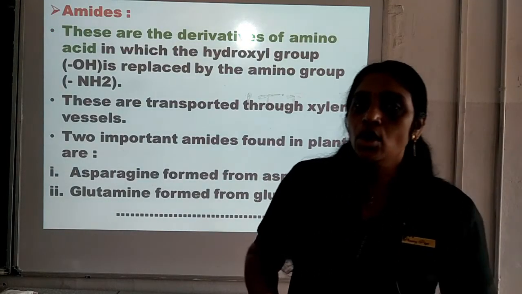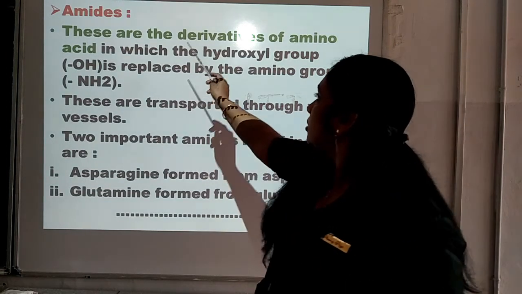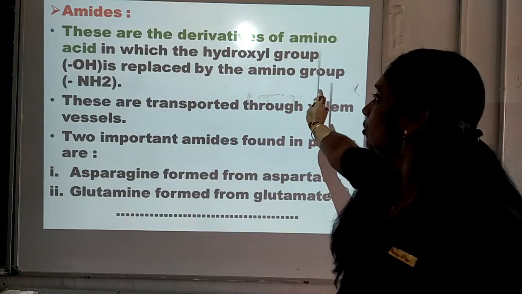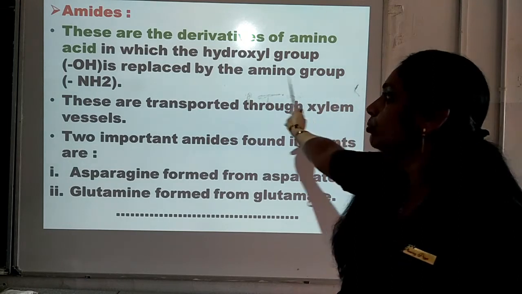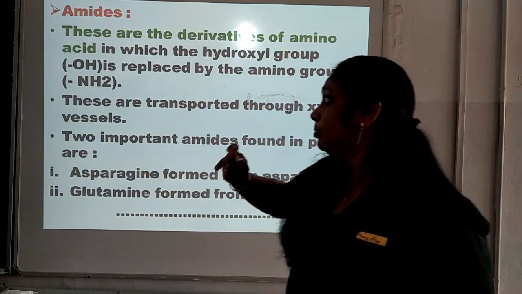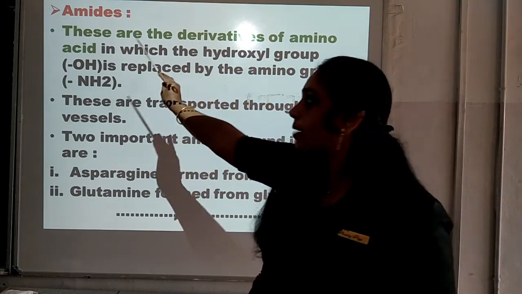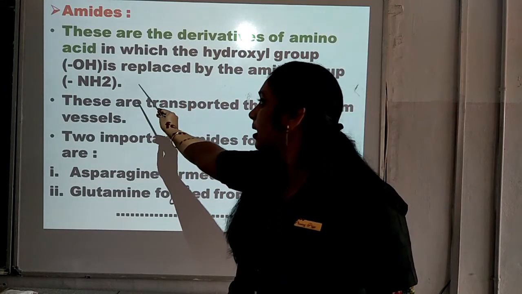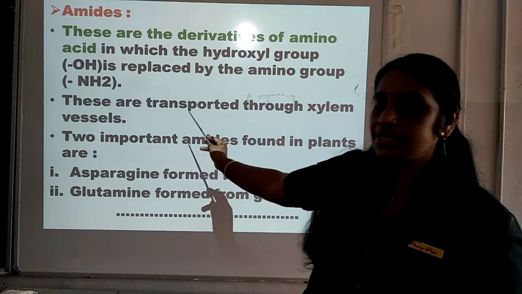Then the last but not the least topic, that is amides. These are the derivatives of amino acid in which the hydroxyl group, that is OH, is replaced by the amino group, that is NH2. So, what are amides? These are the derivatives of amino acid where the hydroxyl group is replaced by the amino group. These are transported through xylem vessels.